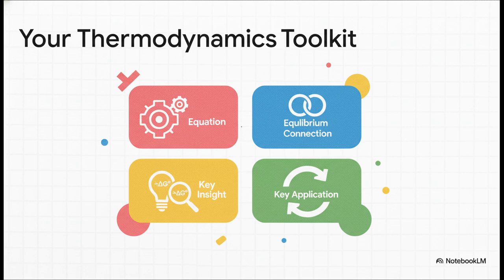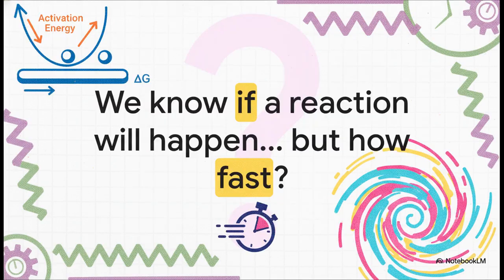So let's go ahead and pack our thermodynamics toolkit with what we've learned. We started with the master equation, right? That describes the reaction at any moment. From there, we figured out the crucial equilibrium connection, which links that standard energy directly to the final outcome. The key insight? The sign of delta G naught predicts everything about K. And the application is this powerful two-way street, letting us calculate K from delta G naught or delta G naught from K.